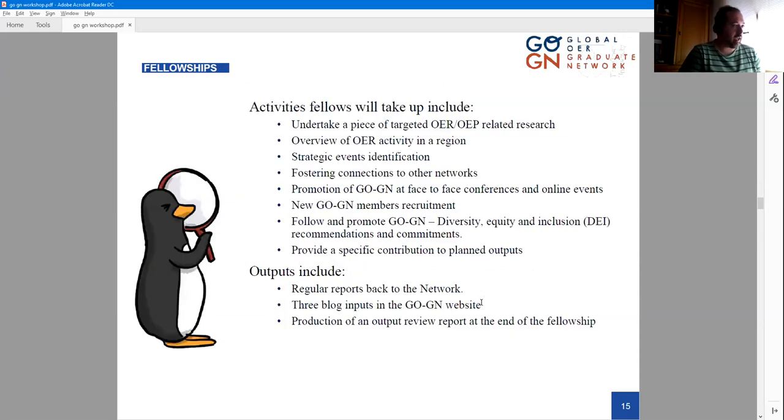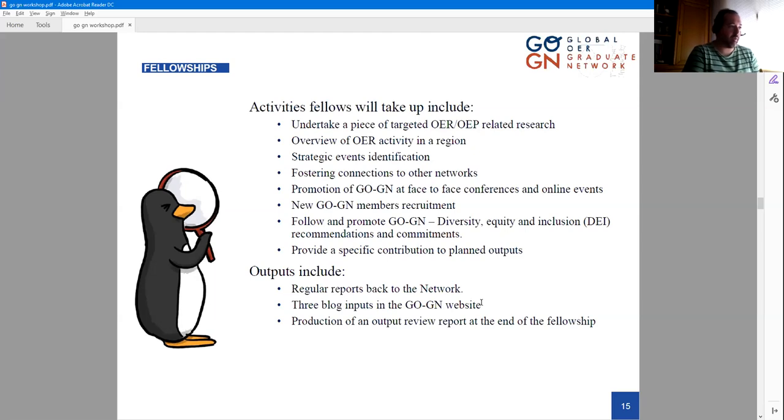And the general framework for the scheme is that the fellows should be able to undertake a piece of research in the area of open education and any kind of related research in the area. And as well it can be about a particular focus on regions and involves the identification of events and connections with other networks different than GoGN. The idea as well is to promote GoGN and the objective as well, if possible, to get new members and increase the network. It's important to follow diversity, equity, and inclusion recommendations and guidelines from the network.